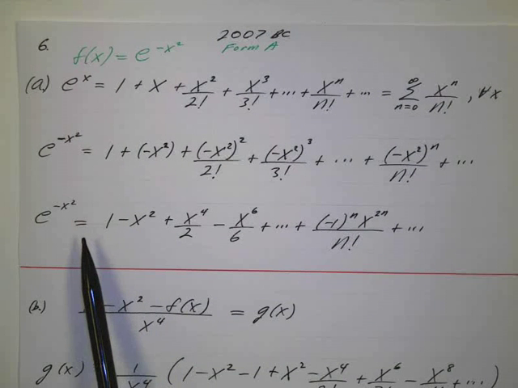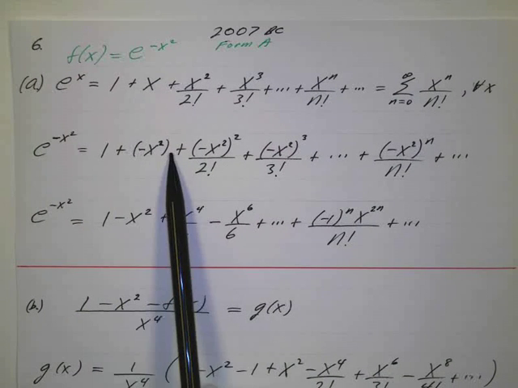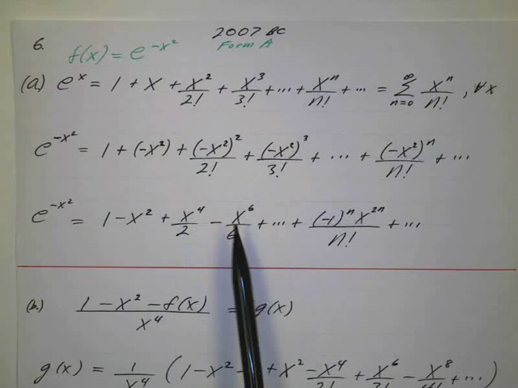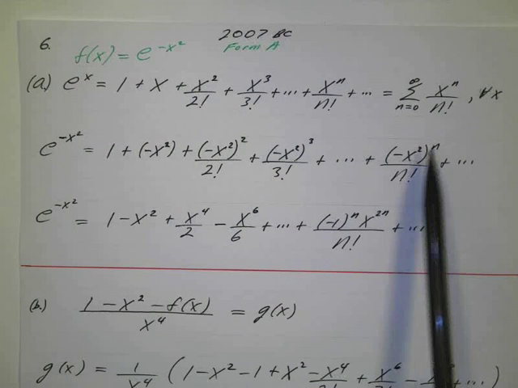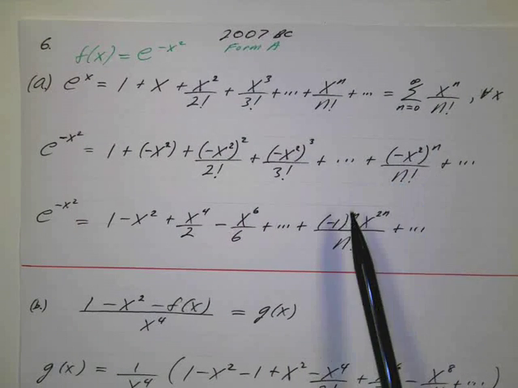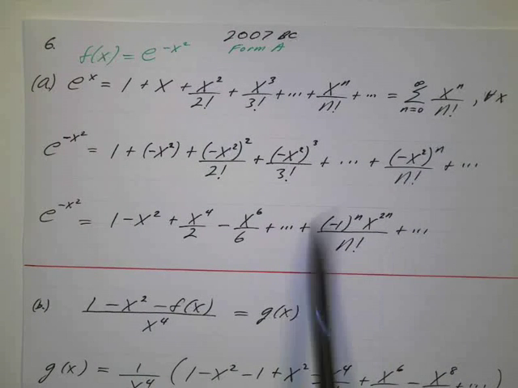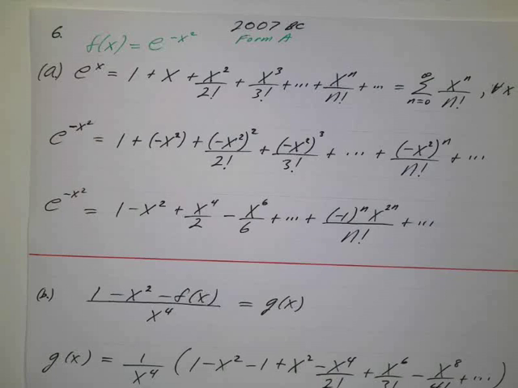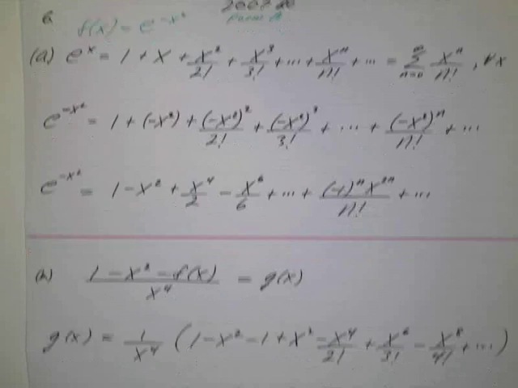And they ask for the first 4 non-zero terms and the general term. So we have 1 minus x squared plus x to the 4th over 2 factorial minus x to the 6th over 3 factorial, plus, and then the general term is negative 1 to the n, and then x to the 2n all over n factorial. And this is nice because it tells me that I have an alternating series, which is going to be important because we really like those alternating series.